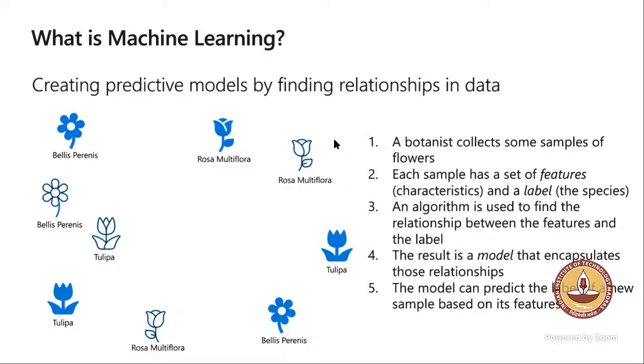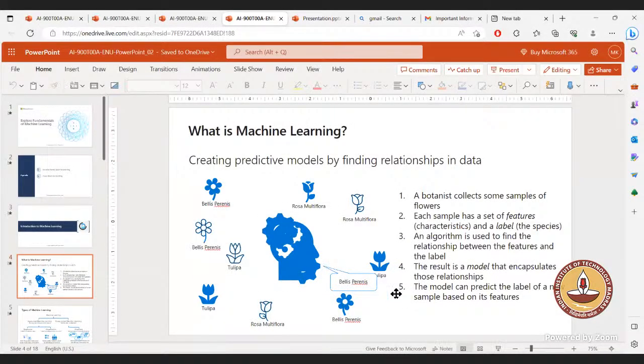Wait a minute. No, that I understood. I understood machine learning from this example. What I don't understand is the difference between the validation set and the training set.